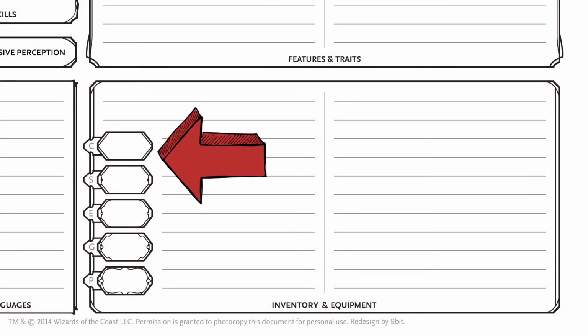Now, what are these little tabs on the left of the inventory and equipment slot? You can see the C, S, E, G, P. What does that mean? This is your money count. And all of those different letters represent different types of currencies. The C represents copper pieces. The S represents silver pieces. The E represents electrum pieces. The G represents gold pieces, and the P represents platinum pieces.